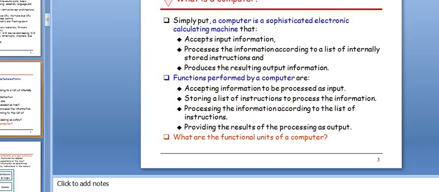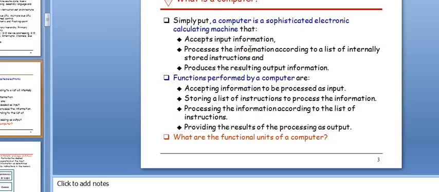Next is the course topics, and this is the overview of all topics. We are skipping that, and we start with our first topic.